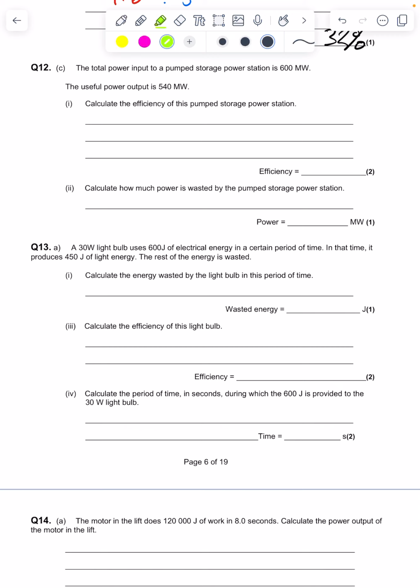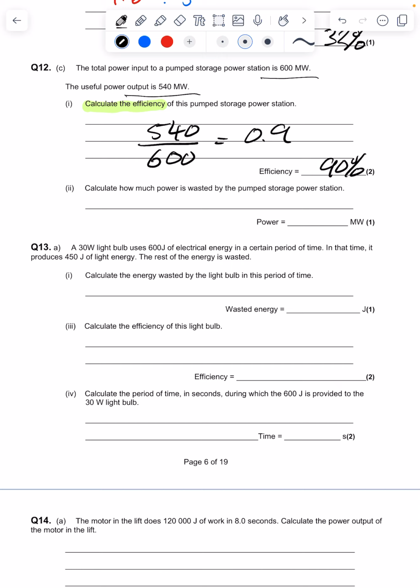Next question also wants us to calculate the efficiency. It tells us here that the total power is going to be 600 and our useful is 540. So 540 divided by 600 is 0.9 or 90%. Again, either is acceptable. Our wasted energy here, how much power is wasted? Well, if the total is going to be 600 going in, 540 is useful. What does that leave? Well, it leaves 60 megawatts. Remember, mega is million.